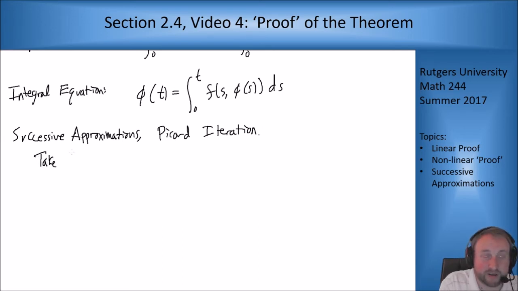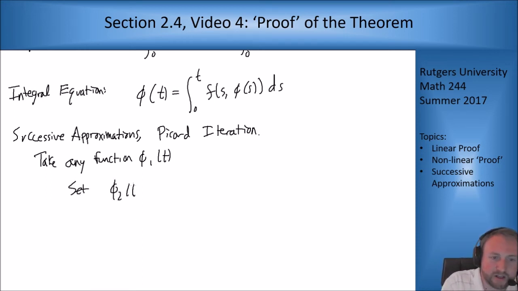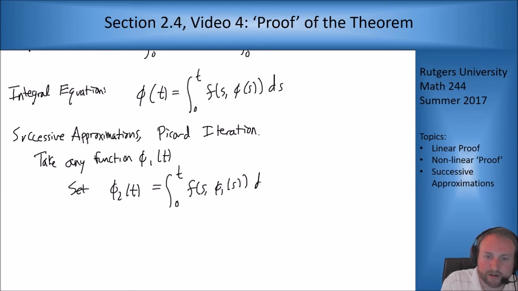It better be at least continuous, but take any function phi1 of t. And now from this phi1, I'm going to generate a phi2. I'm going to set phi2 of t to be the integral from 0 to t of f of s phi1 of s ds. So from phi1, I can get phi2, and then we're going to keep repeating this.